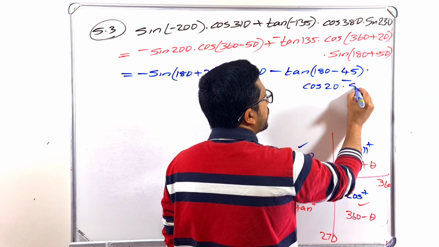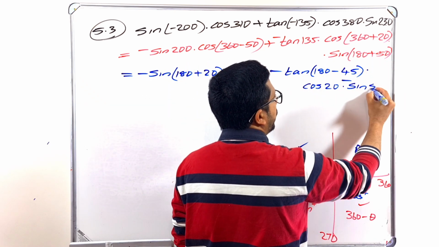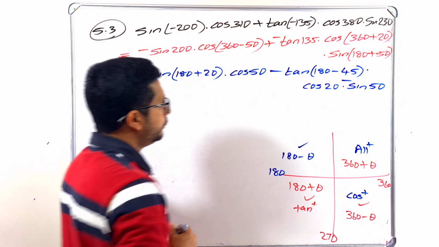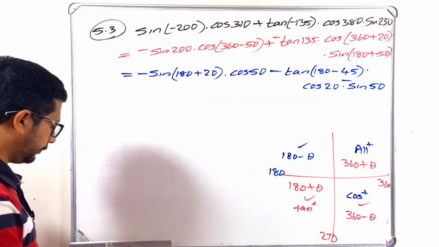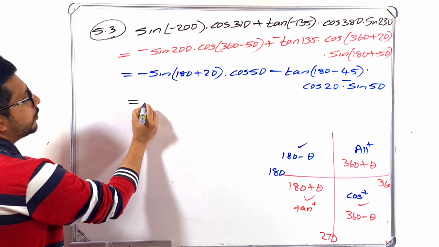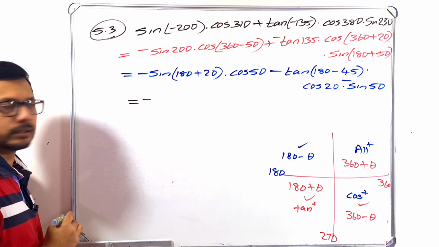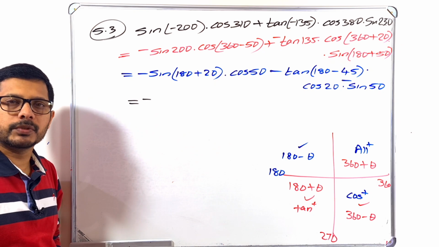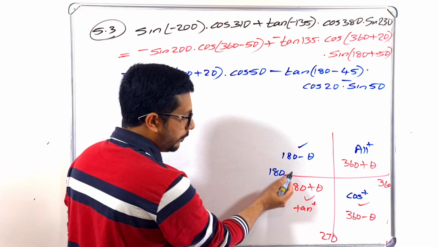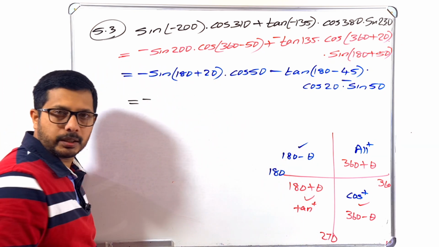So here sine, then the acute angle 50. Okay, so we are up to there now. Now the next step is equal to minus, okay, 180 plus 20. 180 plus 20 means which quadrant is that? 180 plus, that is third quadrant.